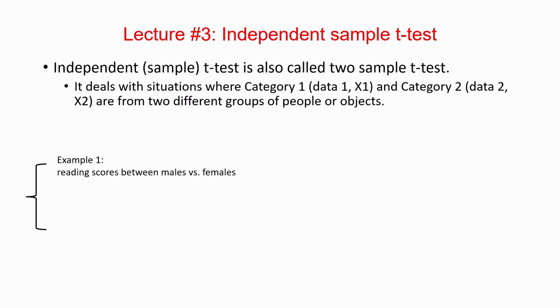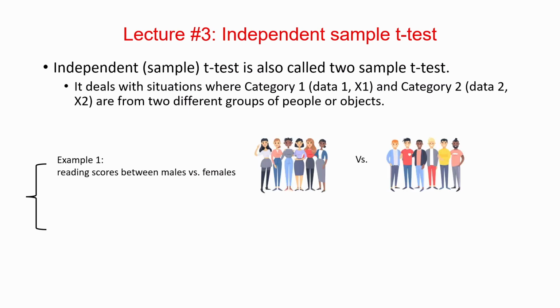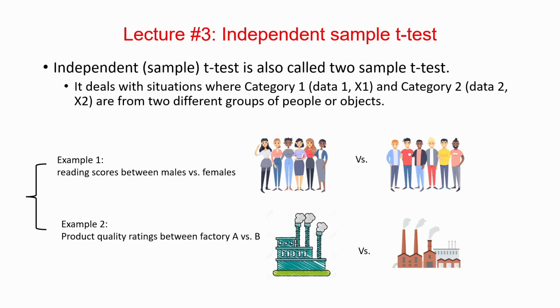The first example is that we try to see the reading scores between female students and male students. So we compare two groups of students, male versus female. Another example could be product quality rating. So we try to see the product quality rating between fat tray A and fat tray B. So here, products are from two different fat trays. So in both examples, we can use the independent sample t-test to do the analysis.